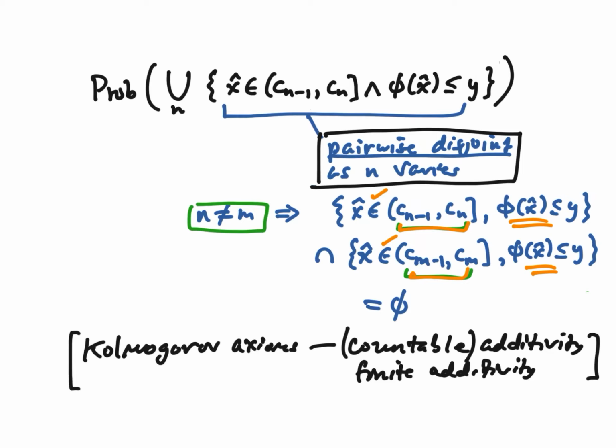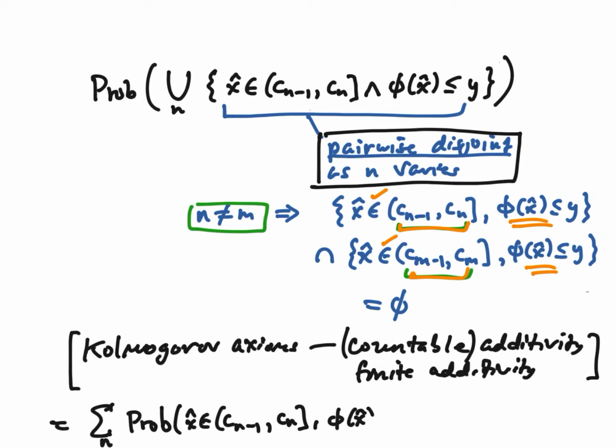All right. So anyway, using countable additivity, or really finite additivity in this case, this probability can be broken up as the sum of the individual probabilities, where x hat falls into the nth interval, and phi of x hat is at most y. Okay, and now, starting from there, you see that we can distinguish those terms where y is in the range of phi n, and it's the same expression.